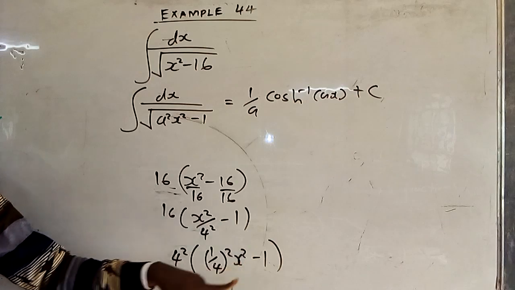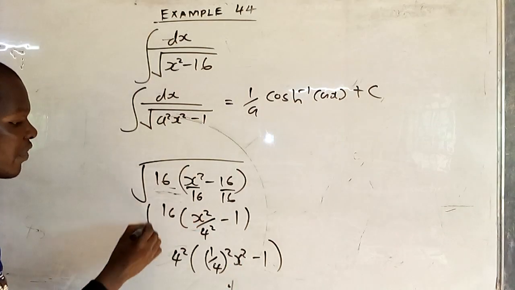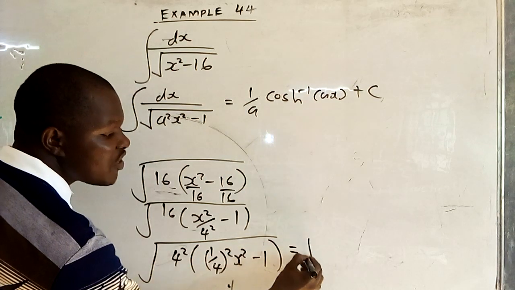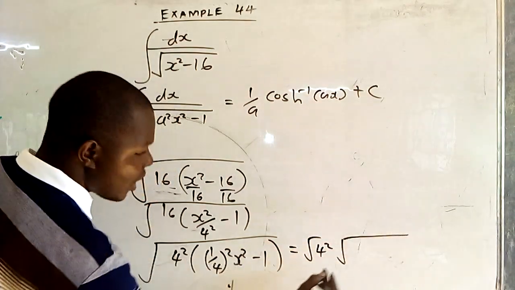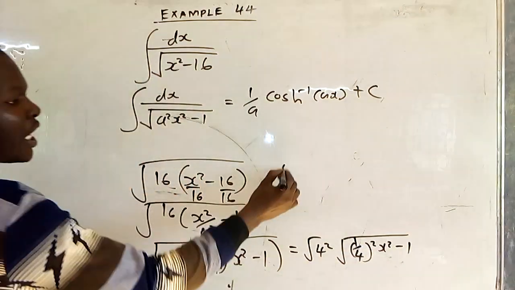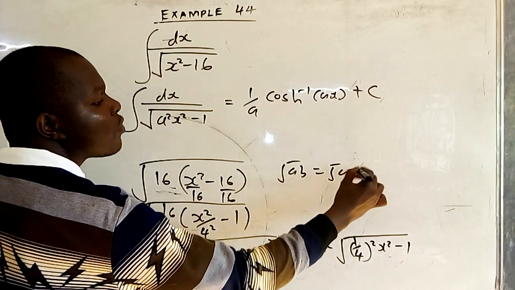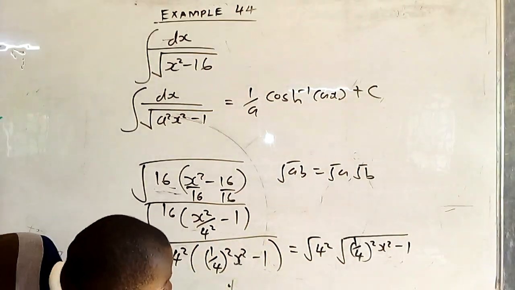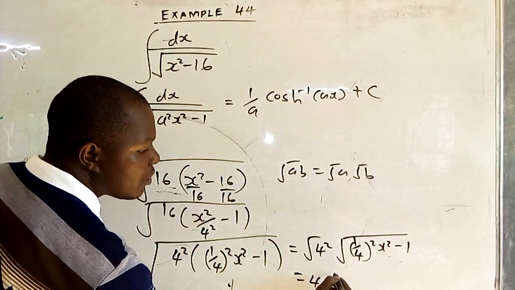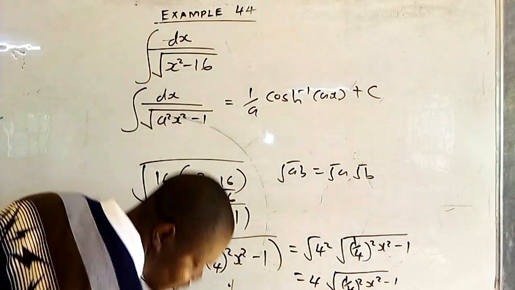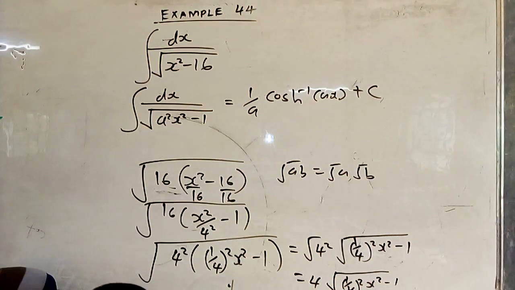Are you seeing we found it? So you see, we have square root of this. So laws of indices, what does it mean? It means it is square root of 4 squared times square root of 1 over 4 squared x squared minus 1. Because if you have square root of ab, that is square root of a times square root of b. Are we together? So square root of 4 squared, you remain with 4 into square root of 1 over 4 squared x squared minus 1. Are we together there? Good.